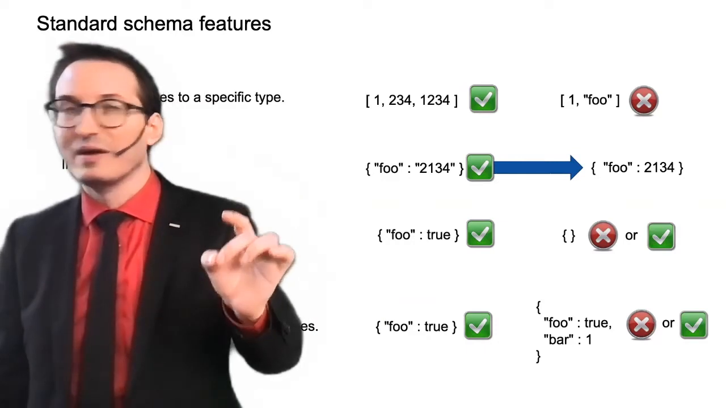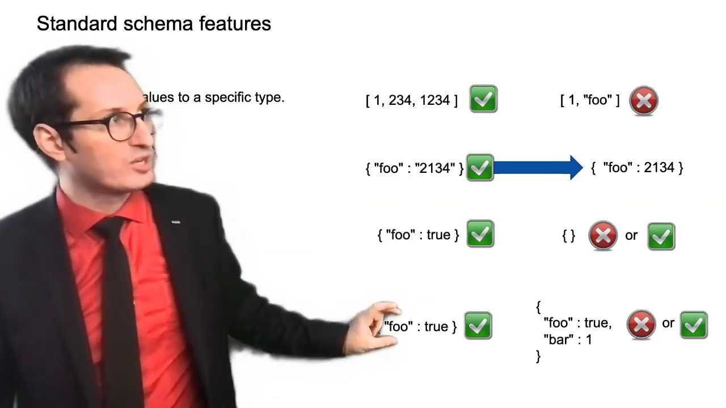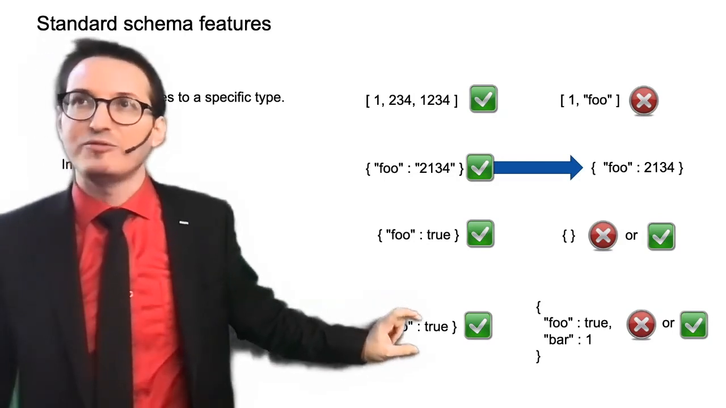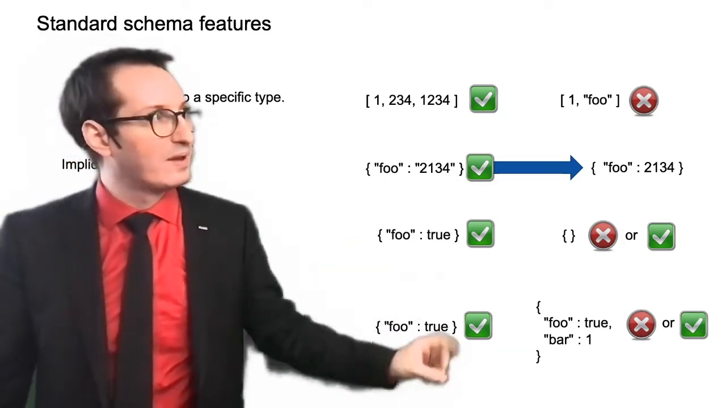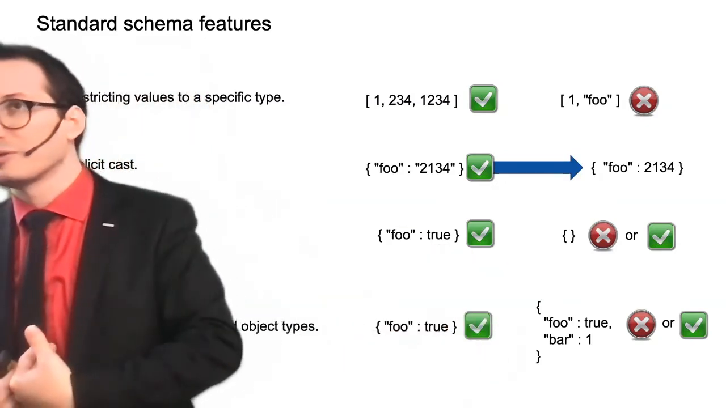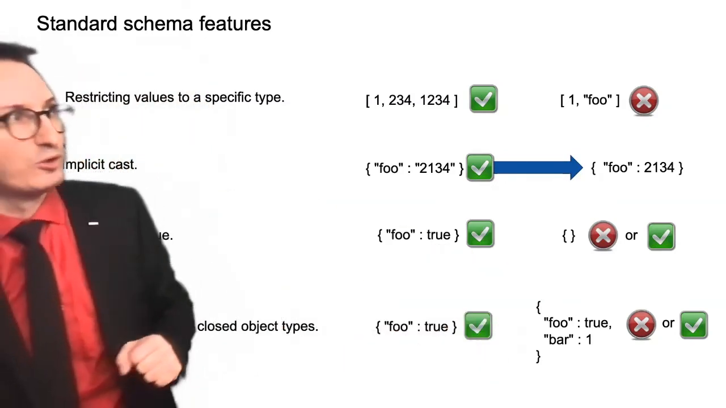It's not static. If you have closed object types, you have static layouts because the keys are all in the schema. If you have open object types, then this is dynamic because then you can have any keys you want and you don't know in advance, you will just discover them when you read the data.